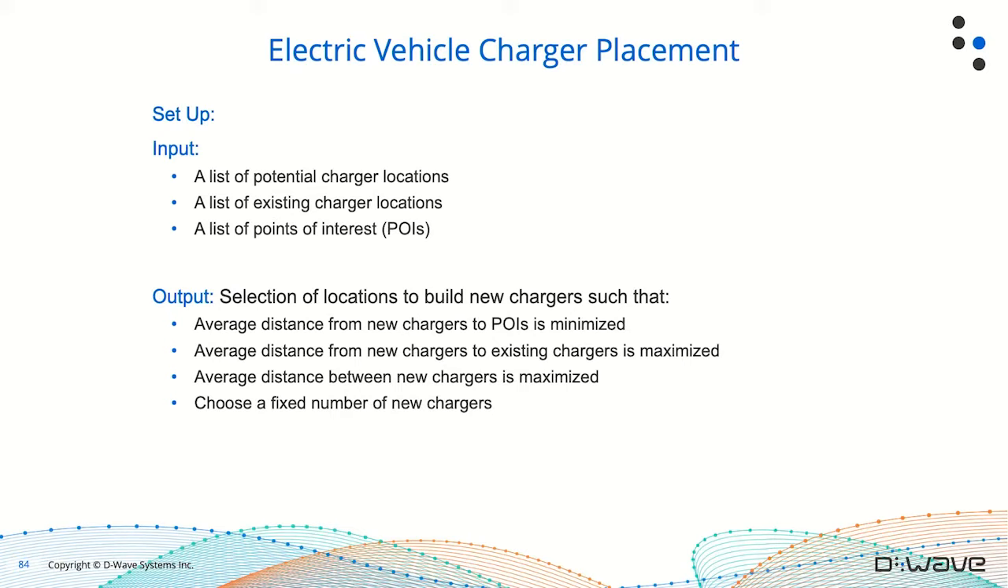So there's a lot of different things going on. We've got several different things to minimize and maximize, and we've got a constraint on the number of new chargers. What we're going to look at in this talk is just one of these and how we can formulate that. So we're going to focus in on this first one. How can we formulate this objective to minimize the average distance from potential charger locations and any new chargers we're building, so that it's a minimized average distance to our points of interest? How can we use NumPy to formulate this constraint?